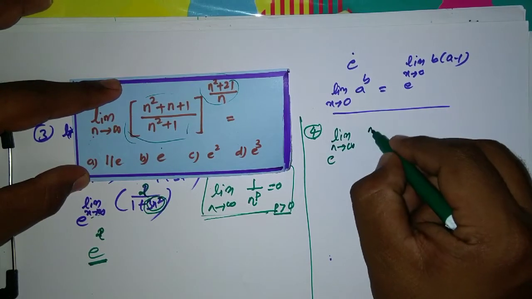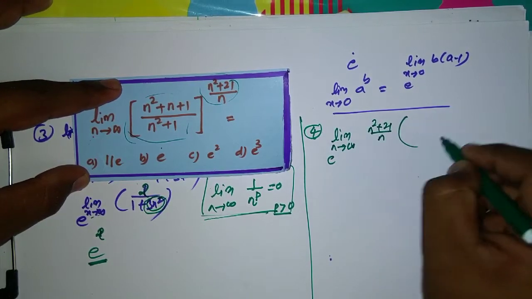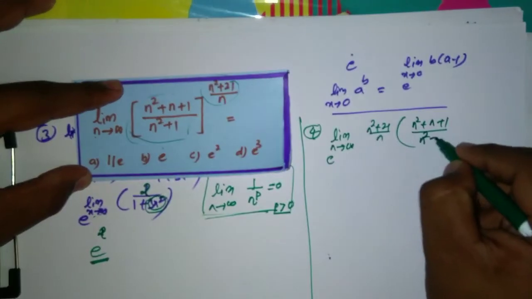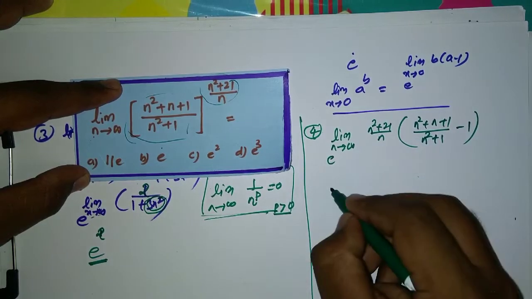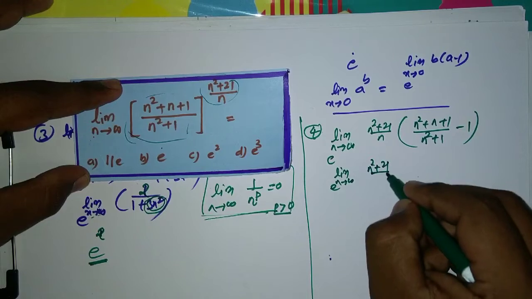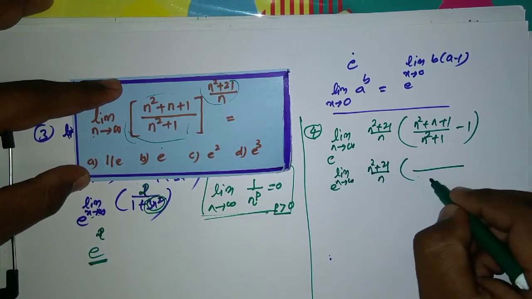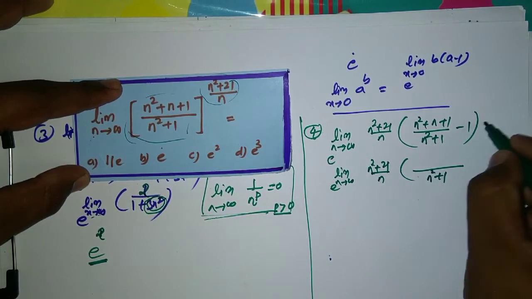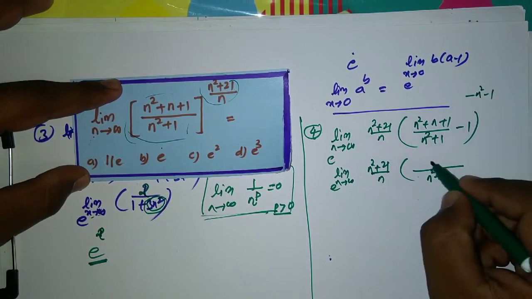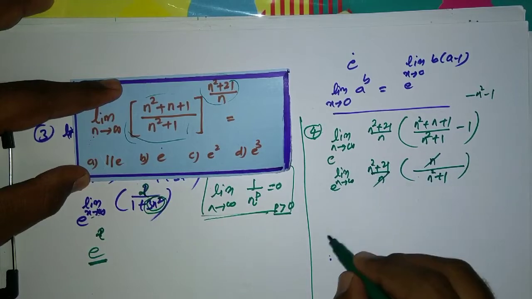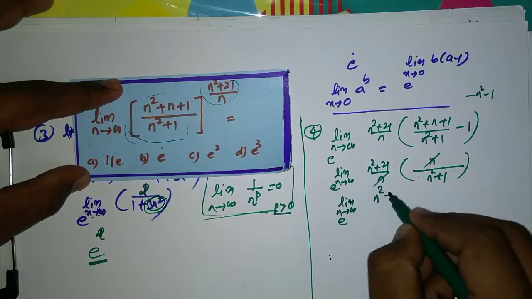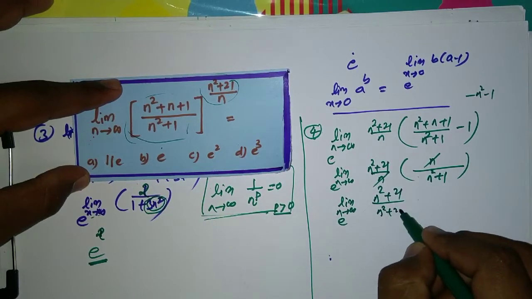So e raised to limit n tends to infinity, right? So b into, what is b value? (n square plus 21) by n, B into A minus 1. (n square plus n plus 1) upon (n square plus 1) minus 1. Okay. So e raised to limit n tends to infinity of (n square plus 21) by n. So the LCM part is here, n square plus 1. If you cross it here, it becomes minus n square minus 1. N square cancel, plus 1 cancel. What remains here? N. And this n cancels with this n here. So what remains here? E raised to limit n tends to infinity, simply (n square plus 21) divided by (n square plus 1).